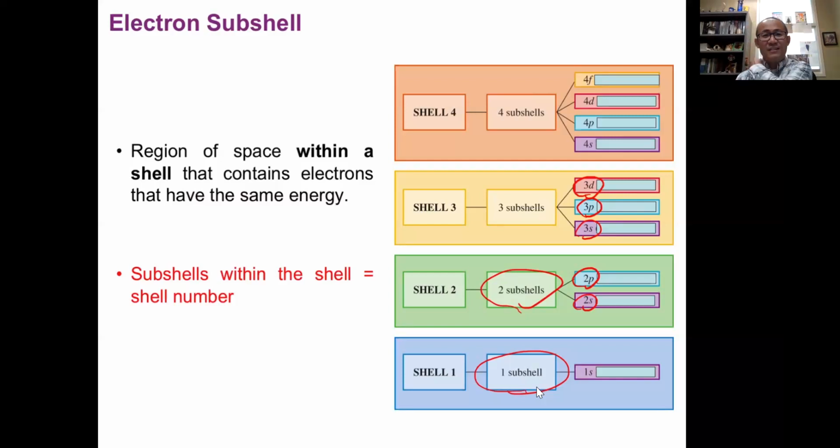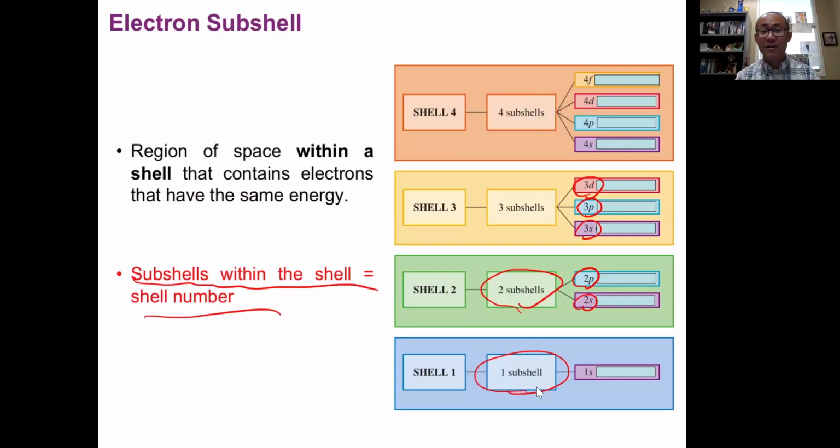So now you can see that we can actually tell the number of subshells in each shell, because the number of subshells is equal to the shell number, right? Shell number 1 has one subshell. Shell number 2 has two subshells. Shell number 3 has what? Three subshells. Shell number 4 has four subshells.